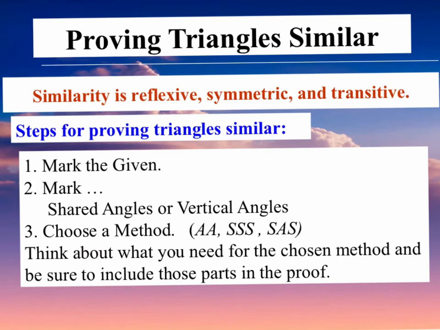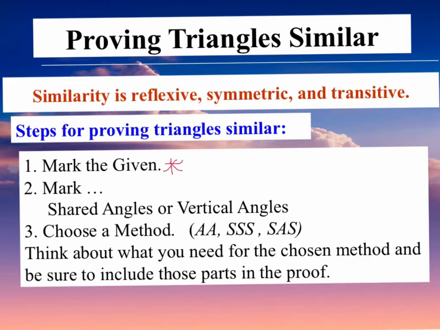And now we're going to begin working on some proofs. We're going to be proving triangles similar. Similarity is reflexive, symmetric, and transitive. And if you forgot what these three terms were, look back in your notes because we have discussed what each of these terms are used for. So the steps for proving triangles similar is 3 steps. You need to mark the given in your triangles. Always do that. This is a very important step.